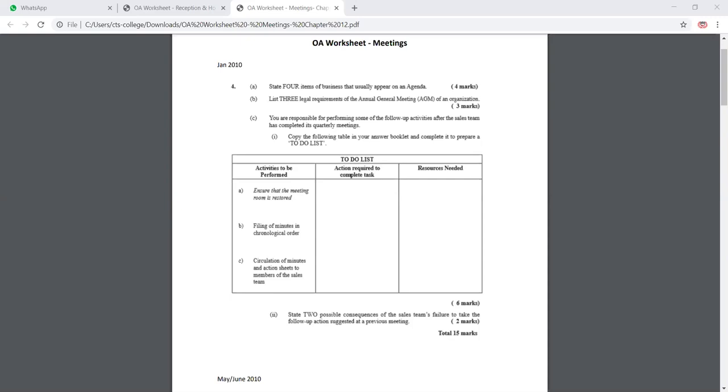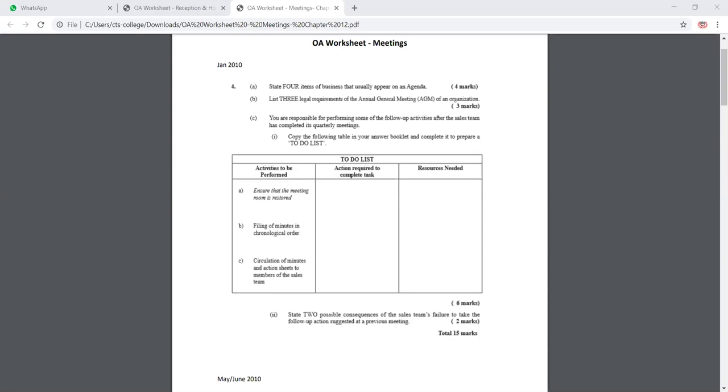So if you have to circulate the minutes and you have to circulate the action sheet, what action would you have to do? You would firstly have to obtain the minutes and also obtain the action sheet. So that's the answer there: obtain minutes and obtain action sheet. So that is what will go in this second column. Are we okay with that?